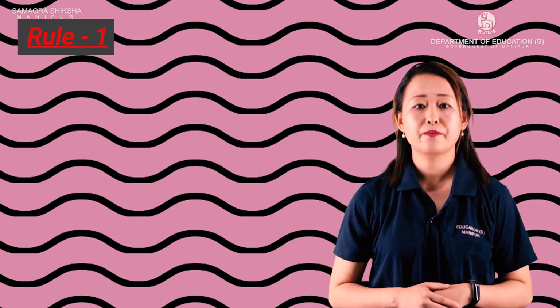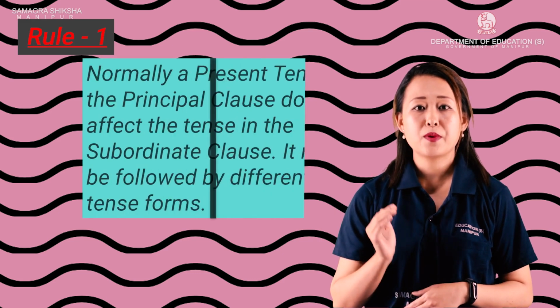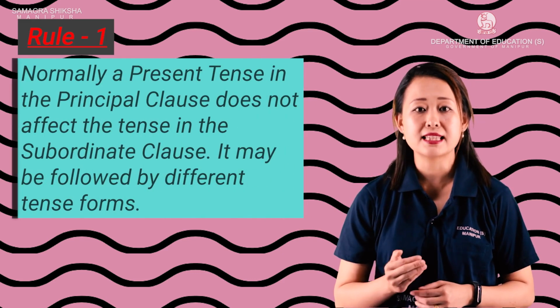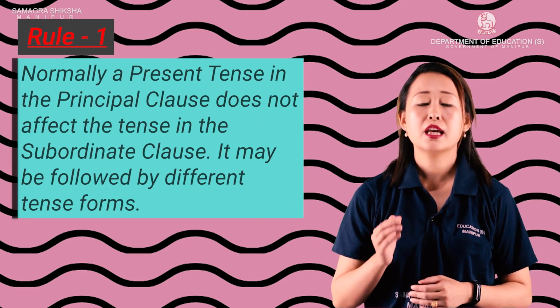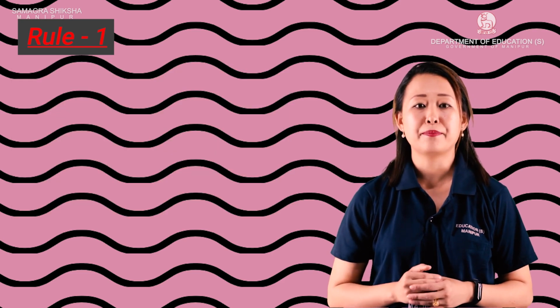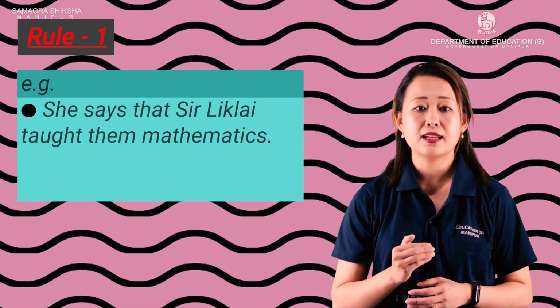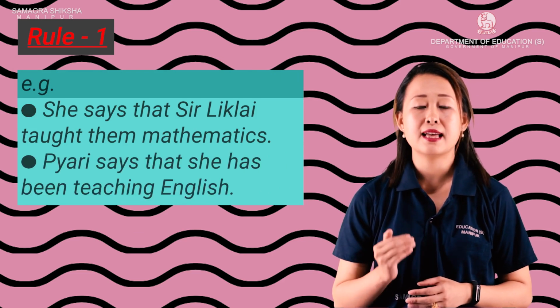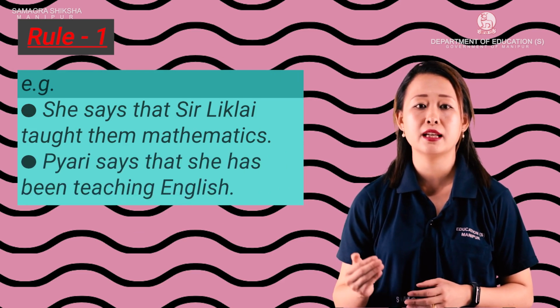Rule number 1. Normally, a present tense in the principal clause does not affect the tense in the subordinate clause. It may be followed by different tense forms. Look at the examples. She says that Sir Liklai taught them mathematics. Pyari says that she has been teaching English.